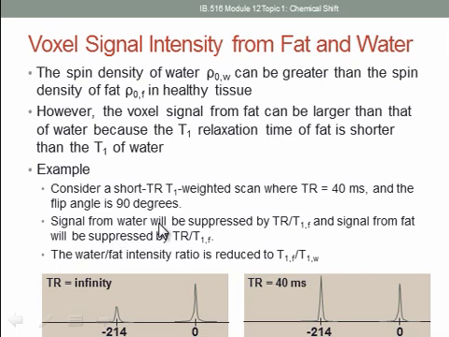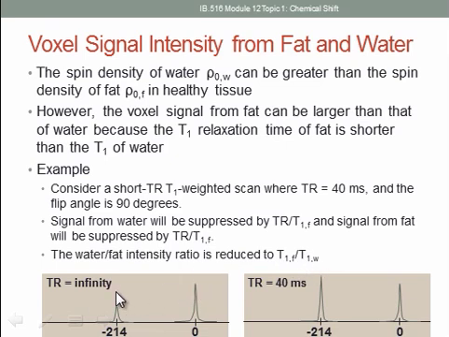The signal from water will be suppressed by TR divided by T1 water. The signal from fat will be suppressed by TR divided by T1 fat. And the water and fat intensity ratio is reduced by T1 fat divided by T1 water.